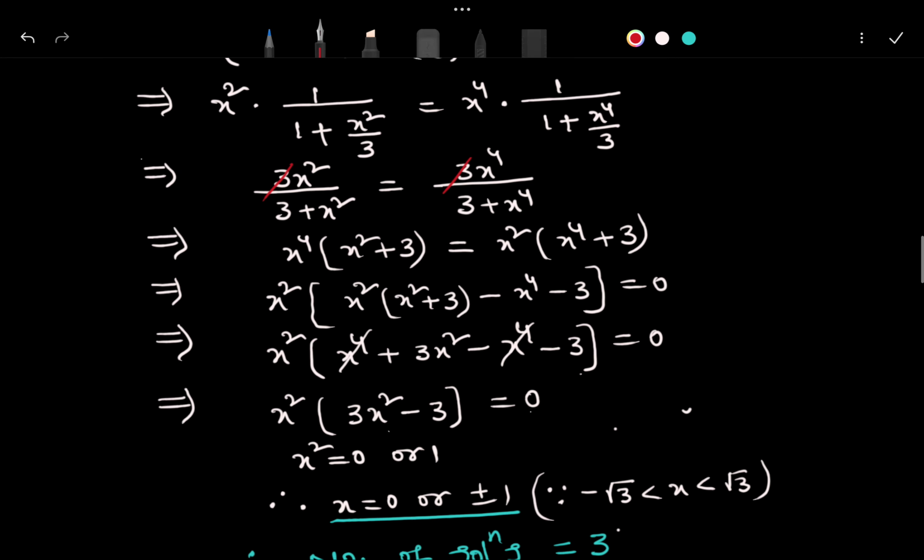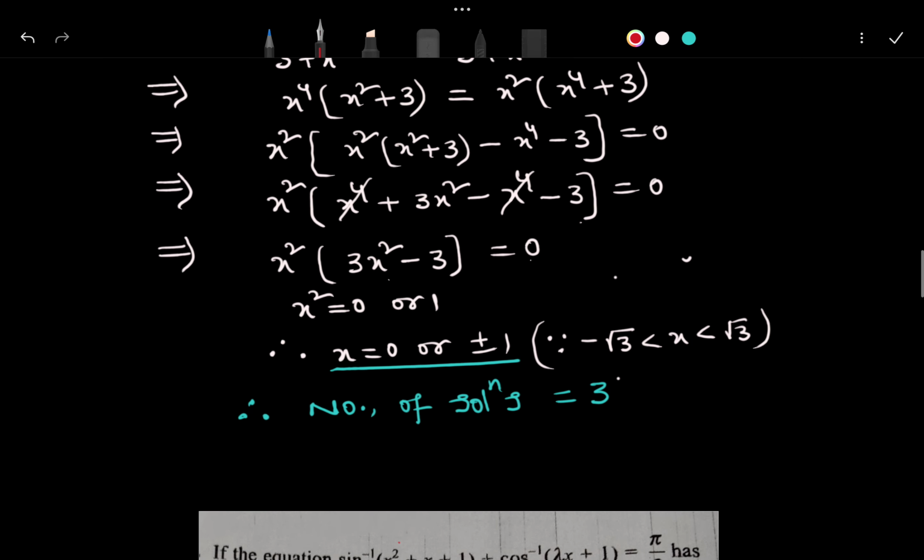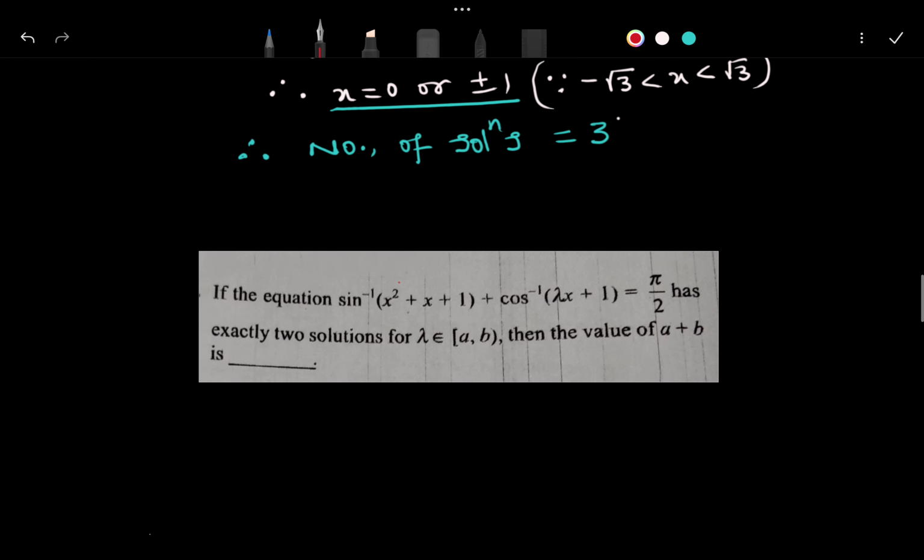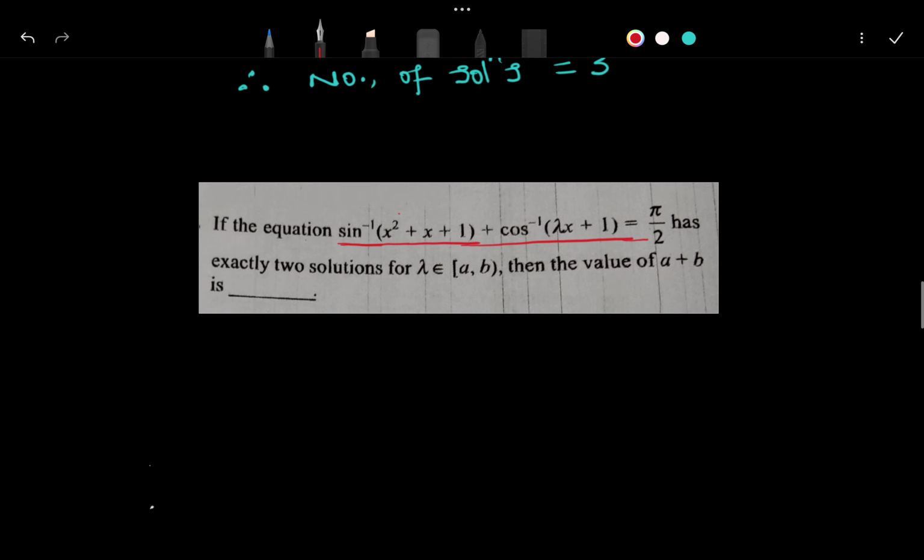And next, one more question we will see in that same model. That is a very important question and some different model. Look at this one: sine inverse of (x square plus x plus 1) plus cos inverse of (lambda into (x plus 1)) is equal to pi by 2. Now here you apply the same condition.